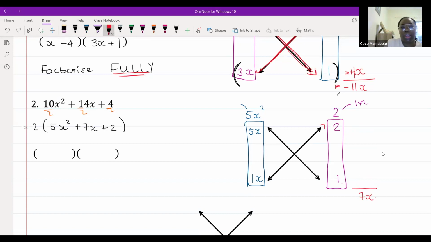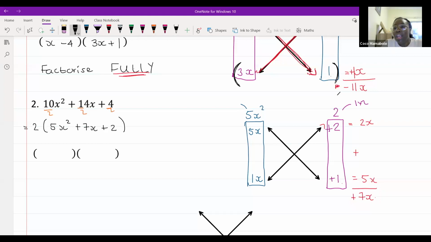Now, 1x times 2 will give me 2x. And 5x times 1 will give me 5x. Yes, that's it. There it is. 2x plus 5x will give me 7x. What does this tell me? What sign does 2 get and what sign does 1 get? Positives or negatives? Good, Princess. That's it. They're all going to get positive. So I'm going to put a positive here and a positive there.